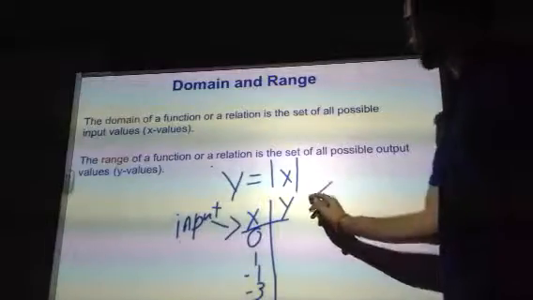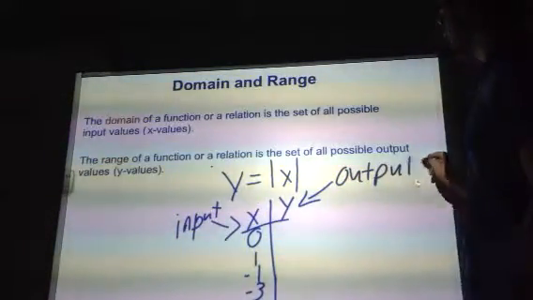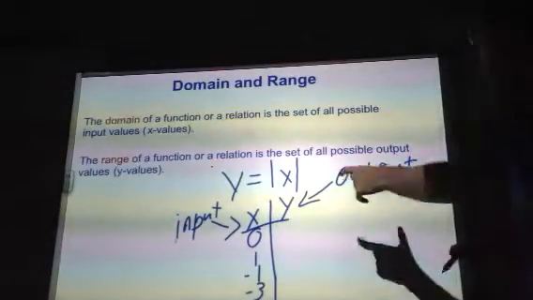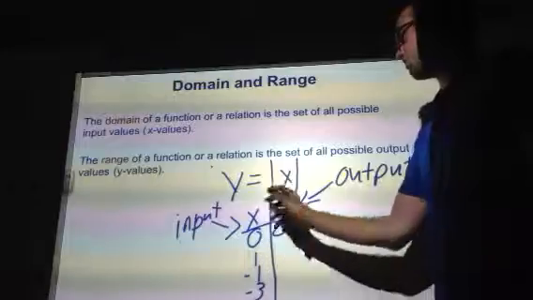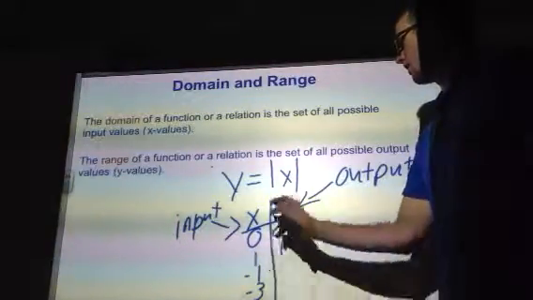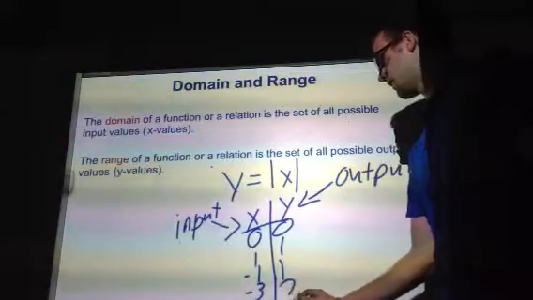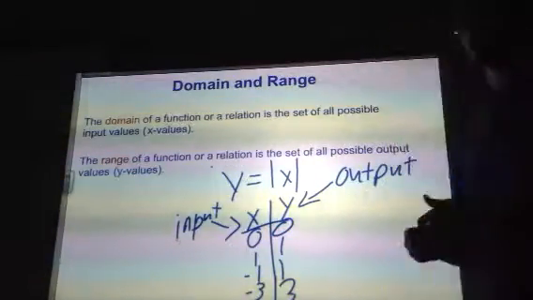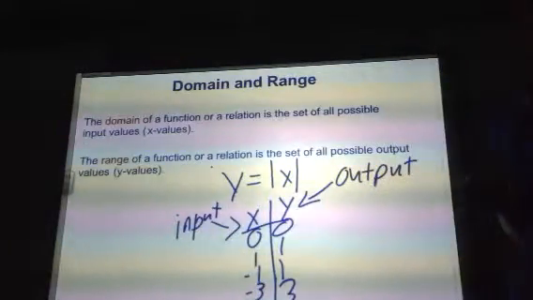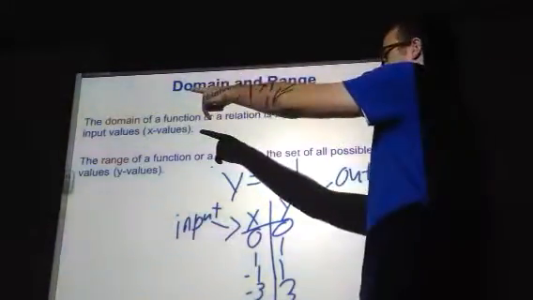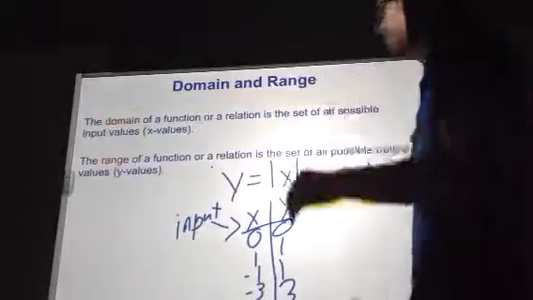Alright, so now our output, what we get out of the function after we pick what we put in, is our y value. So when we put in 0 for x, y would be 0. When we put in 1 for x, y would be 1. When we put in -1 for x, y would be 1. And -3 for x, y would be 3. Okay, so that's the difference between input and output. The input values are the domain. The domain are your x values. The range are your y values, so your output values.